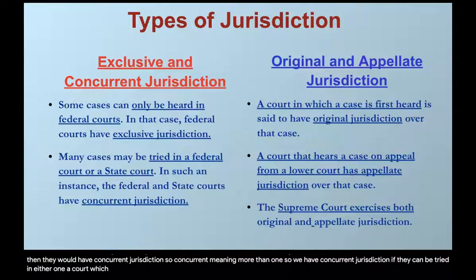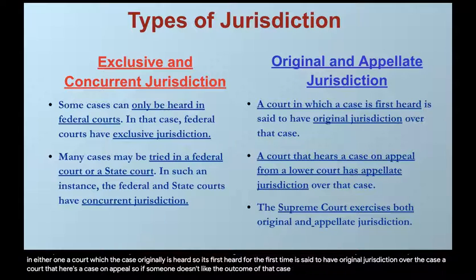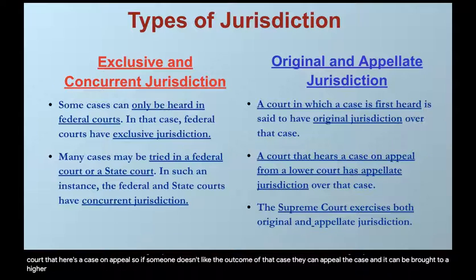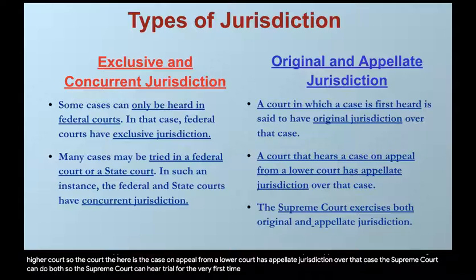A court in which the case is originally heard, so it's first heard for the first time, is said to have original jurisdiction over the case. A court that hears a case on appeal, so if someone doesn't like the outcome of that case, they can appeal the case and it can be brought to a higher court. So the court that hears the case on appeal from a lower court has appellate jurisdiction over that case. The Supreme Court can do both. So the Supreme Court can hear a trial for the very first time and have original jurisdiction, or they can hear someone's appeal, so the appellate jurisdiction. They have both of those.